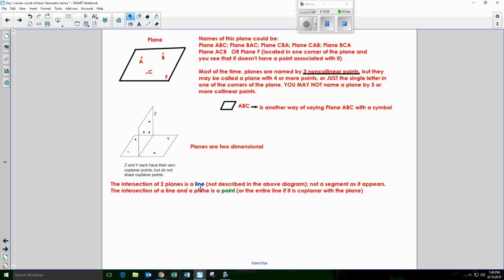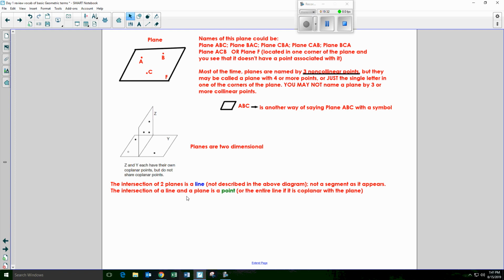Don't get fooled when it comes to a quiz or test question on that. The intersection of 2 planes is a line, not a segment. On multiple choice, segment will be there. And I might even have a drawing like that, and segment will be there. Some of you who don't pay attention and listen to the video or study for a quiz or test are going to pick segment and miss it instead of line.